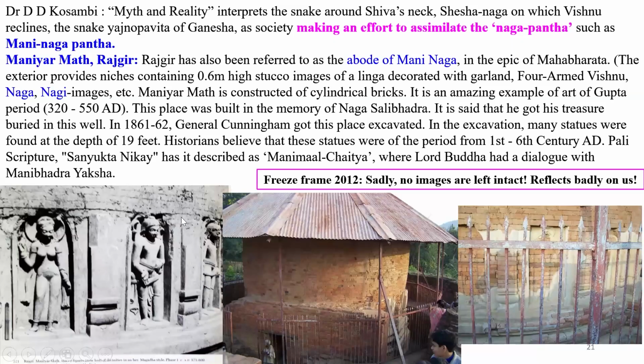So I come to this. This is outside of Rajgir, and when I went there, this is the state it was in. But a few years ago, the American Institute of Indian Studies archives have these figures. There are obviously Naga figures, Naga Nagis, and they're not there anymore. And this is all that is left, which in effect reflects on us, the current society.